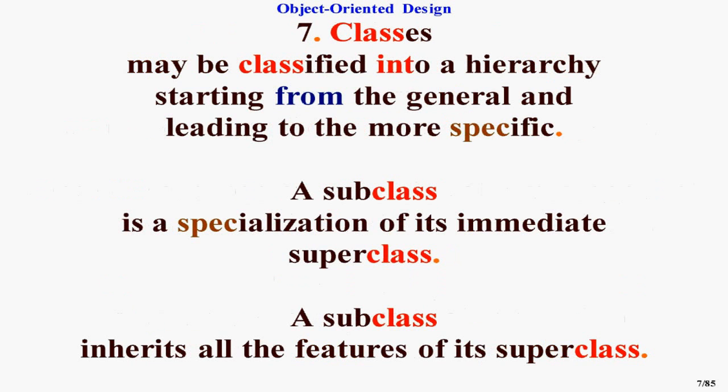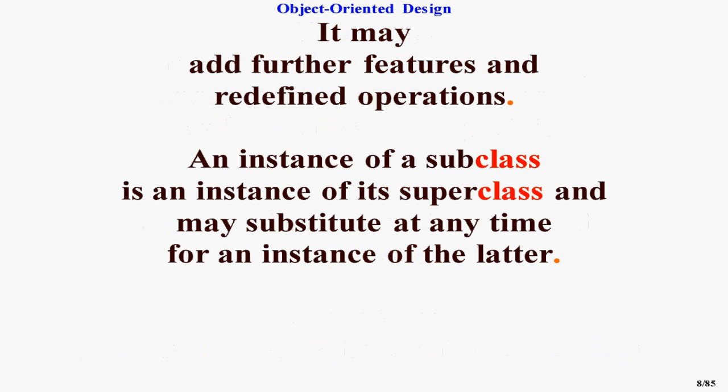7. Classes may be classified into a hierarchy starting from the general and leading to the more specific. A subclass is a specialization of its immediate superclass. A subclass inherits all the features of its superclass. It may add further features and redefine operations. An instance of a subclass is an instance of its superclass and may substitute at any time for an instance of the latter.